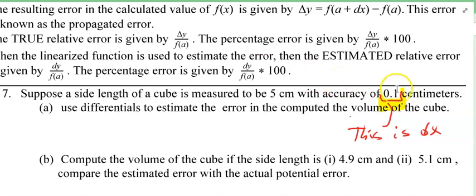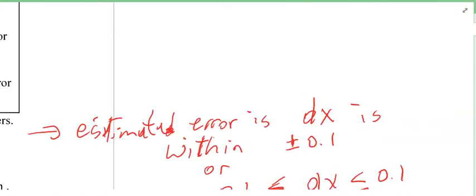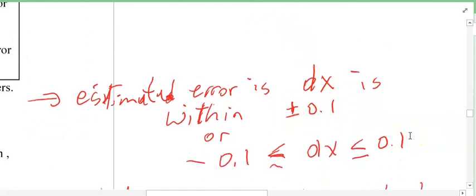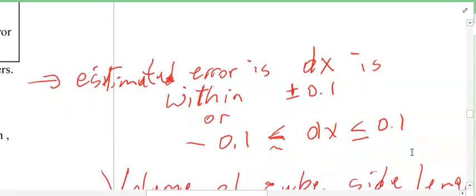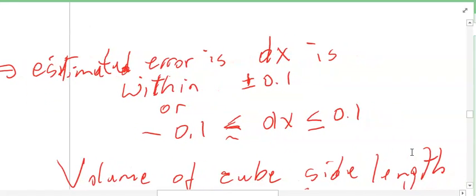When we're told about the accuracy being 0.1, we're talking about the dx, or your error. So if it says accuracy of, or it says the error of, we're really talking about the same thing, or dx, as long as it's estimated. Okay, so we're going to look at how we can solve a problem like this. So our estimated error is dx. It is within plus or minus 0.1. So we can write that dx goes from negative 0.1 to positive 0.1 included, or negative 0.1 less than or equal to dx less than or equal to 0.1. And so we want to use this to find our estimated error in the side length of the cube.